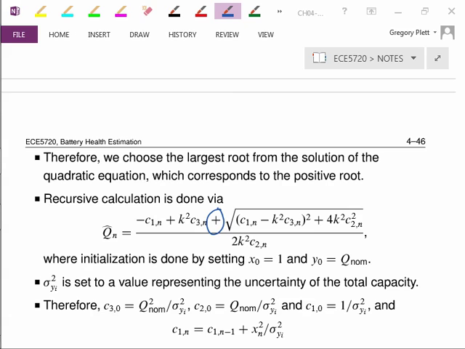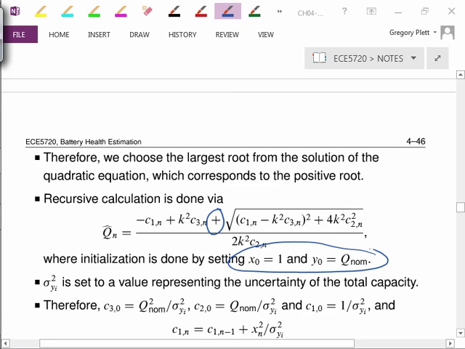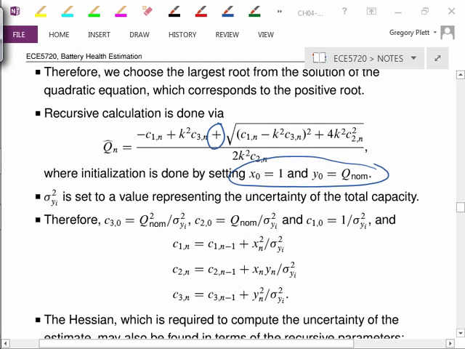We initialize in the same way we talked about. We say assume a synthetic zeroth measurement where the change in state of charge is 100% and the change in capacity is just Q nom. The change in amp hours is Q nom. We set sigma yi squared to a value that represents the uncertainty of the total capacity from our manufacturing lot. And going back to the definition of C3, it's going to be Q squared over sigma yi squared. C2 is going to be Q over sigma yi squared, and C1 is 1 over sigma yi squared.